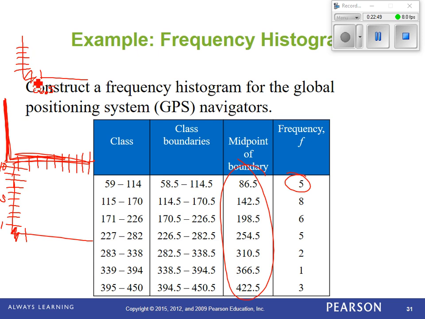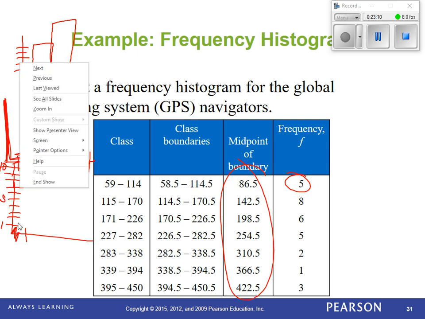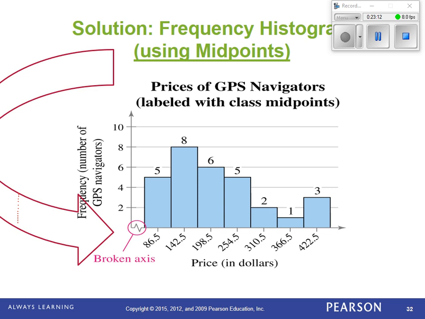So we're going to take our bar and go up to 5 on it. Then the next one, we put our next midpoint, 142.5. I know you can't hardly read this, but it was 8, so we're going to take our bar and go up to 8. And you're just going to keep doing that all the way across for all these. And that's what it looked like when we get done.